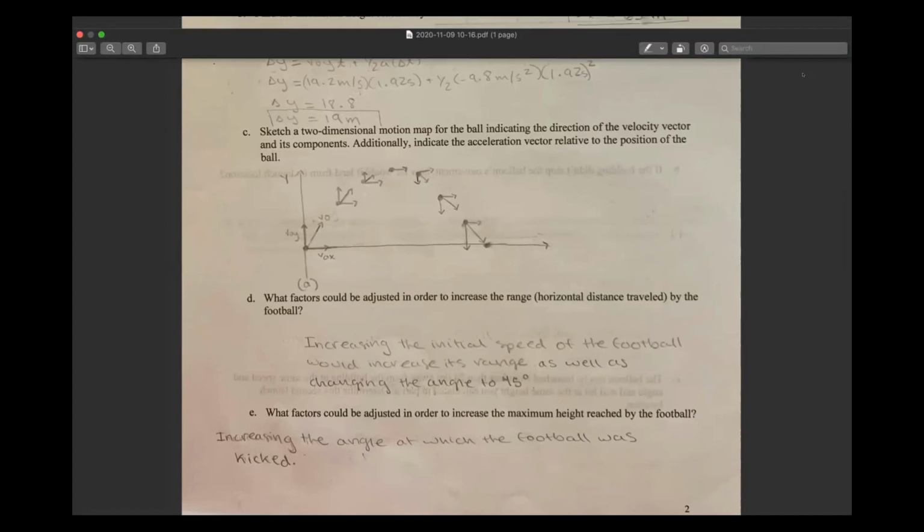So for the motion map, because there's no air resistance or drag, the horizontal velocity stays constant, and that's why the parabola is even. Then the initial vertical velocity is affected by the acceleration due to gravity, which is negative 9.8. So it is decreasing in speed in the first half, and then it increases as it's going downward.